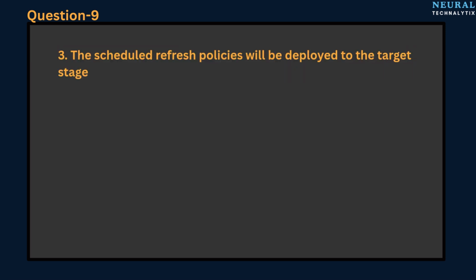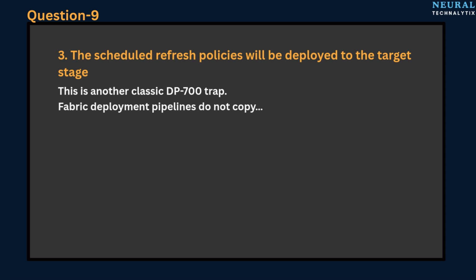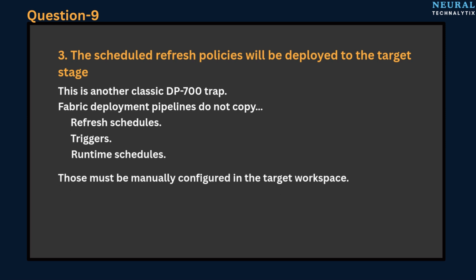Statement 3. The scheduled refresh policies will be deployed to the target stage. This is another classic DP-700 trap. Fabric deployment pipelines do not copy refresh schedules, triggers, runtime schedules. Those must be manually configured in the target workspace. So the answer here is no.